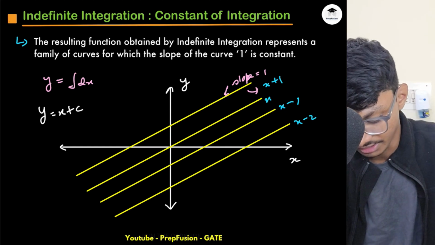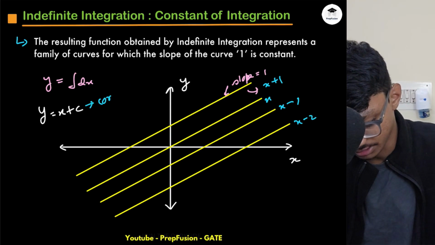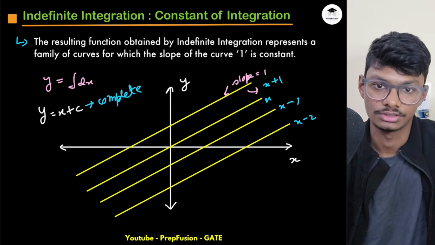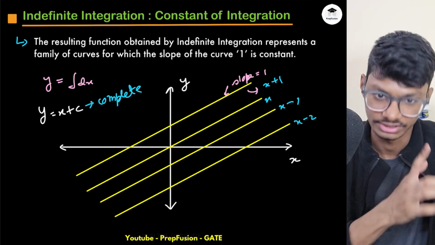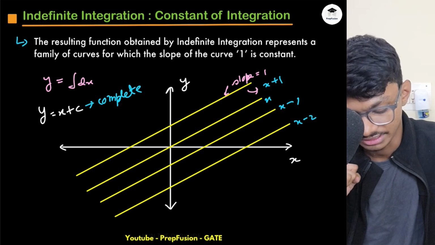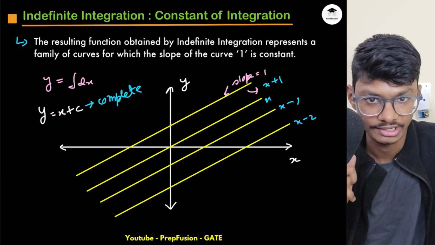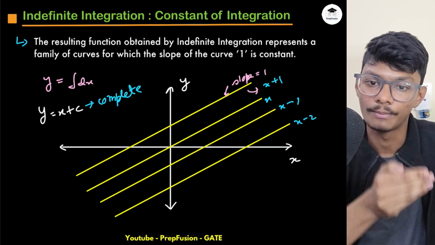Never forget the constant of integration in indefinite integration. In definite integration, the constant will get cancelled. Why and how, I will explain there. So this is the complete answer. Even if x is a correct answer, if my c is 0, x will be correct, but it is not the complete answer. Only y equals x plus c will be my complete answer.